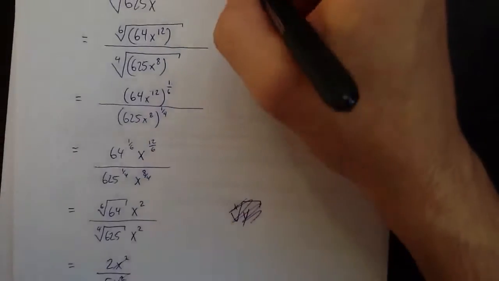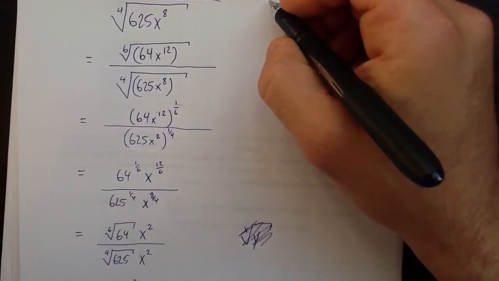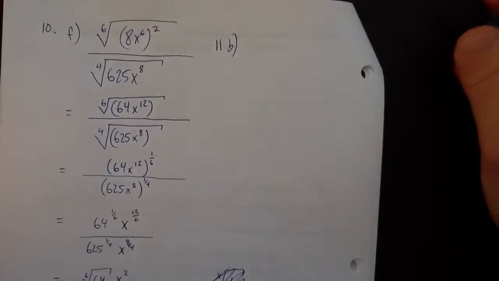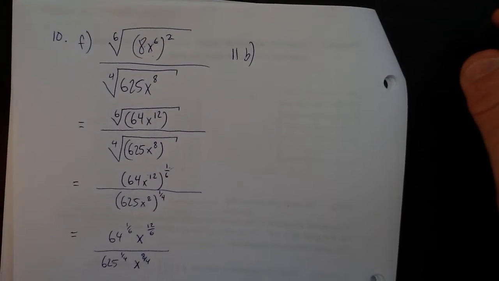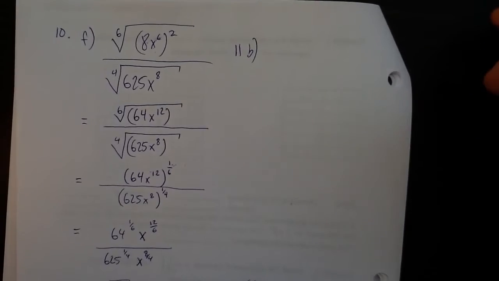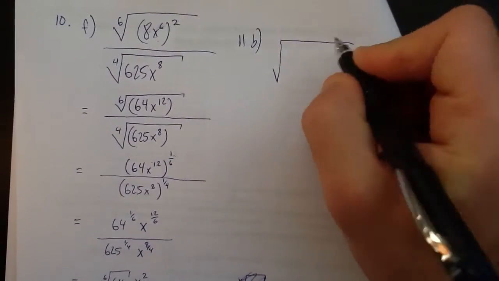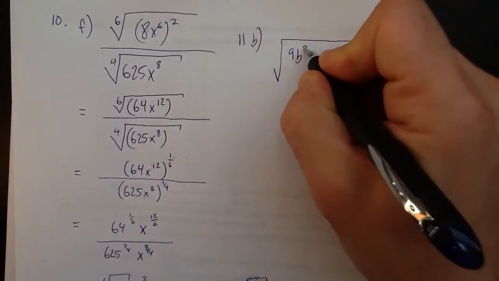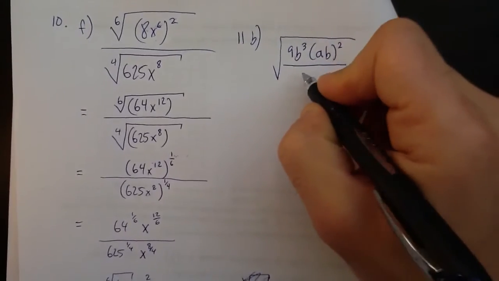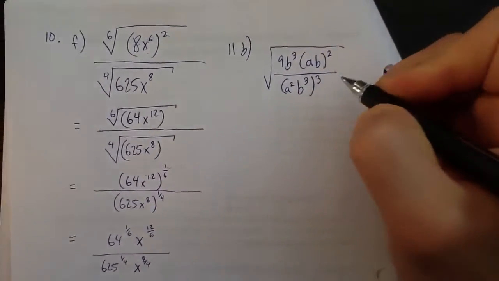Number 11, let's say B. Number 11b says evaluate each expression for a equals 2 and b equals 3. Express values in rational form. So it looks like this: a b cubed, and over here I have ab and then all squared, all over a squared b cubed all cubed.